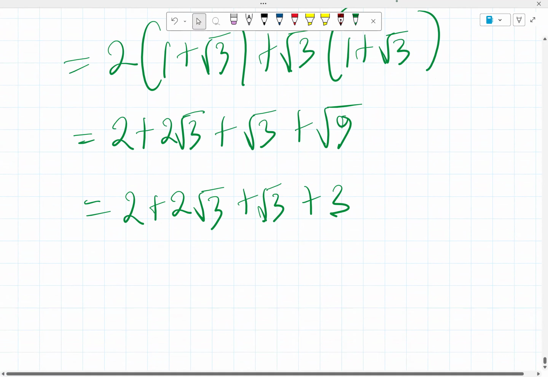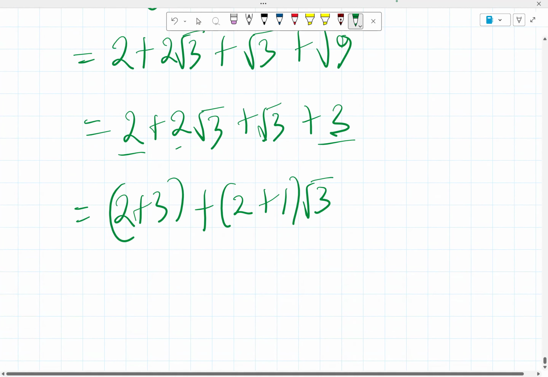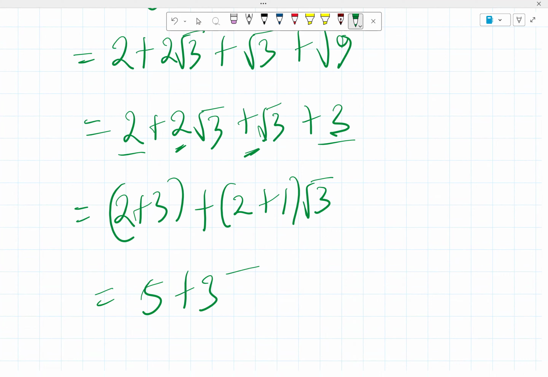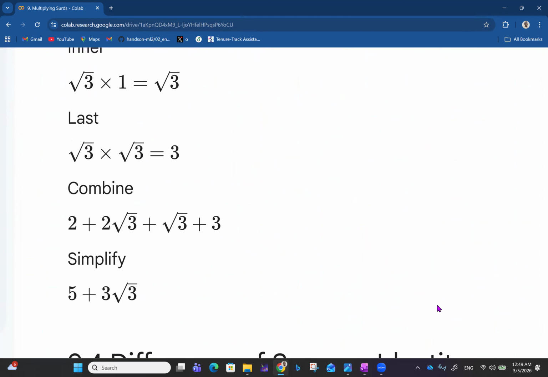So then you can collect like terms. So this is 2 plus 3. This 2 and this 3, plus 2 root 3 plus the coefficient of root 3 here is 1. So you have 2 plus 1 root 3. Of course, root 3 means 1 times root 3. That's why we have 2 plus 1. So we then have 5 plus 3 root 3. And that is the result we get for that. Okay, so that's how we do that.